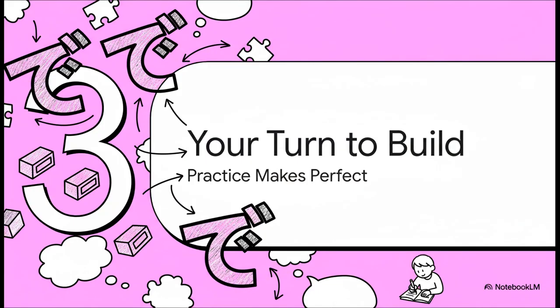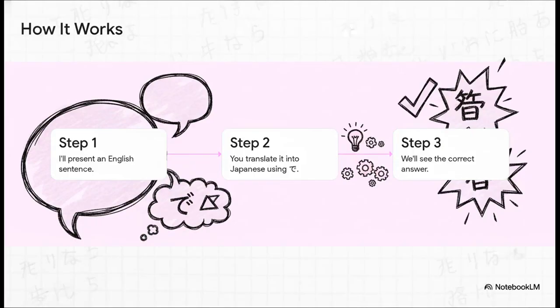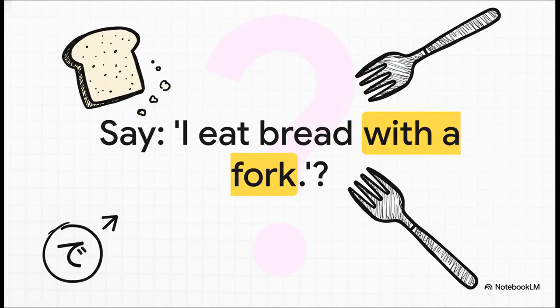All right, you've seen the rules, you've seen the examples, now it's your turn. Let's see if you can use this tool to build a few sentences of your own. The setup here is pretty straightforward. I'm going to give you a sentence in English. Just take a moment, think about how you'd say it in Japanese using what we've just covered about de. You ready? Let's start with this one. I eat bread with a fork. Now think, what's the tool being used here? I'll give you a second.